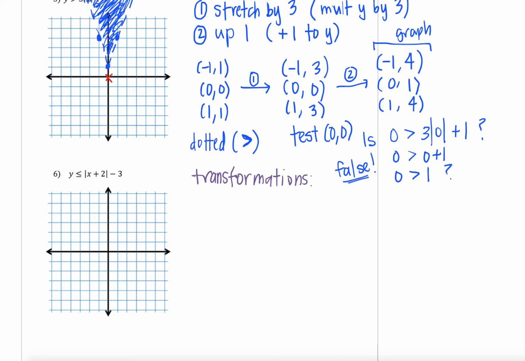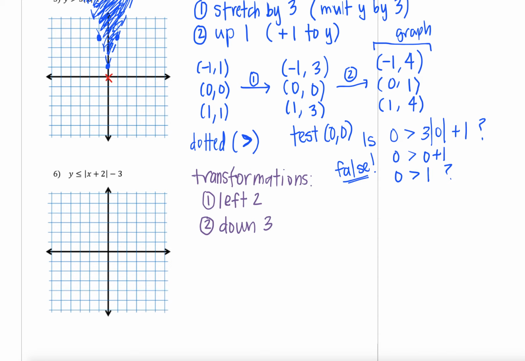In this example, we have two transformations again. The first transformation is coming from that plus 2 that is inside the absolute value. That's going to be a horizontal shift. And since it's x plus 2, this is telling me that we are going to the left 2. My second transformation is coming from the negative 3. Since I'm subtracting from the absolute value, that's a vertical shift because it's outside the function. Because we're subtracting, this is going down 3 this time.